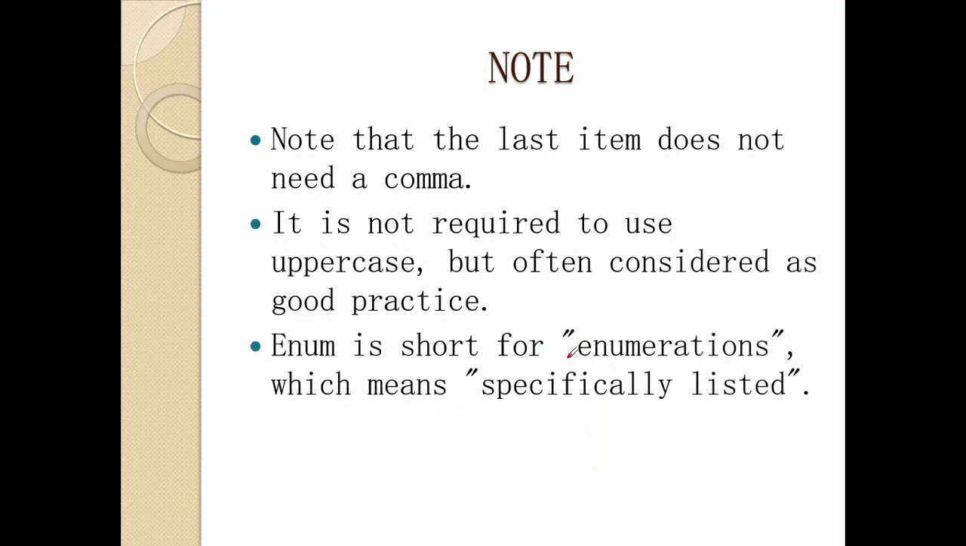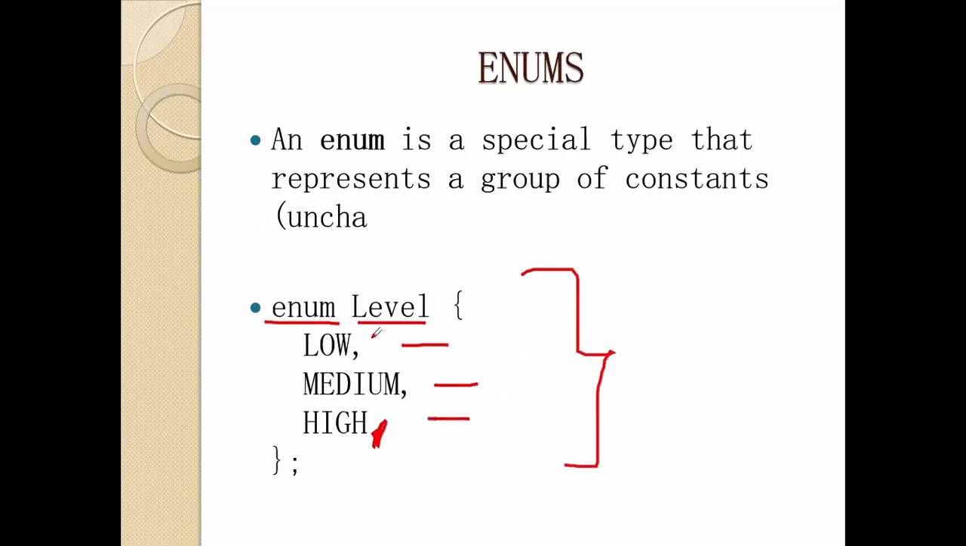Enum is short for enumeration, which means specifically listed. We are going to give a constant value to it. We specify that if low has the value 1, that is going to be the same throughout the program. This is not what we were doing in structures, where we created different variables and put different values. Here we specifically put a certain value, and that is going to be constant for the entire program.